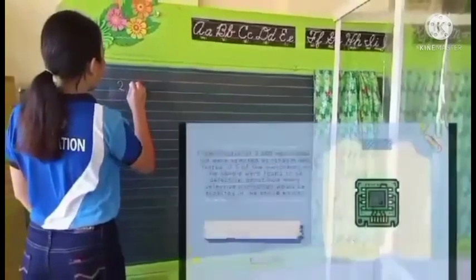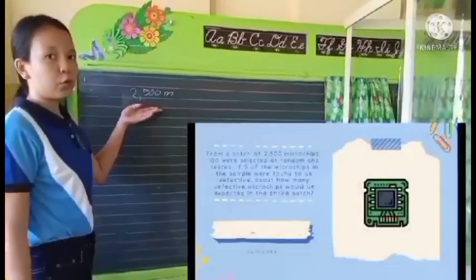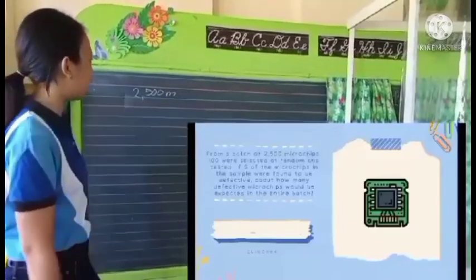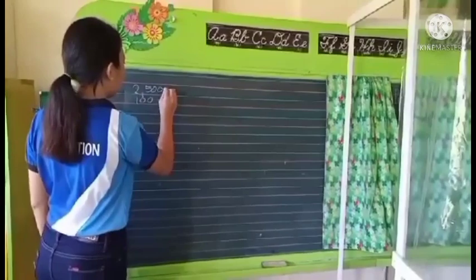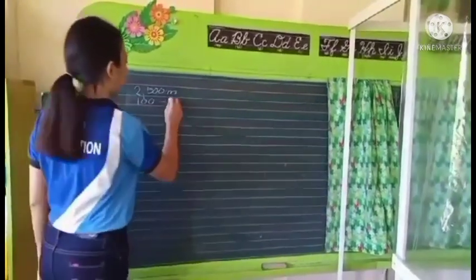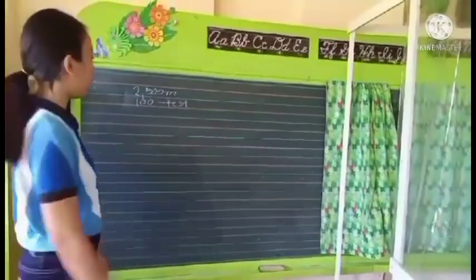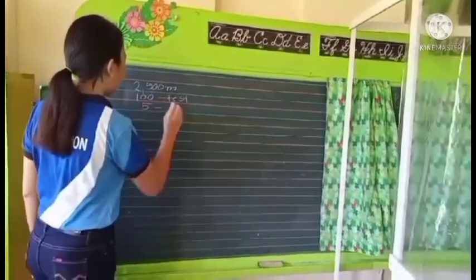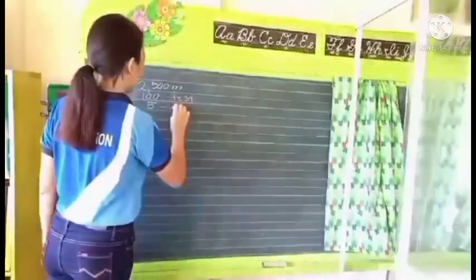First is to take the given numbers. There are 2,500 microchips. Ito yung kabuang bilang ng microchips. Second is 100, which is ito yung ititest. Then third is the 5. 5 is the tested that is provenly negative.